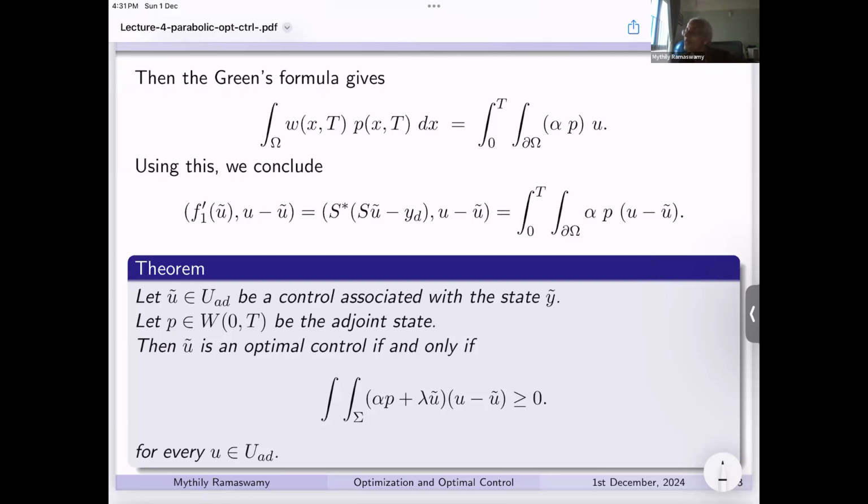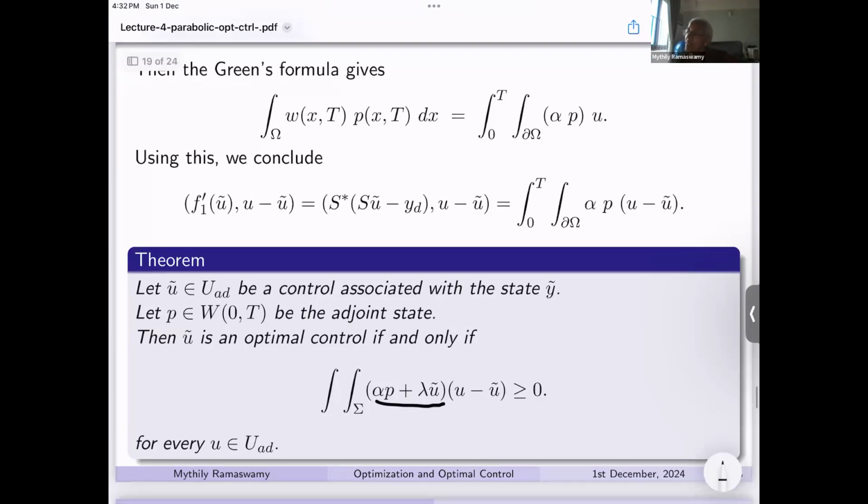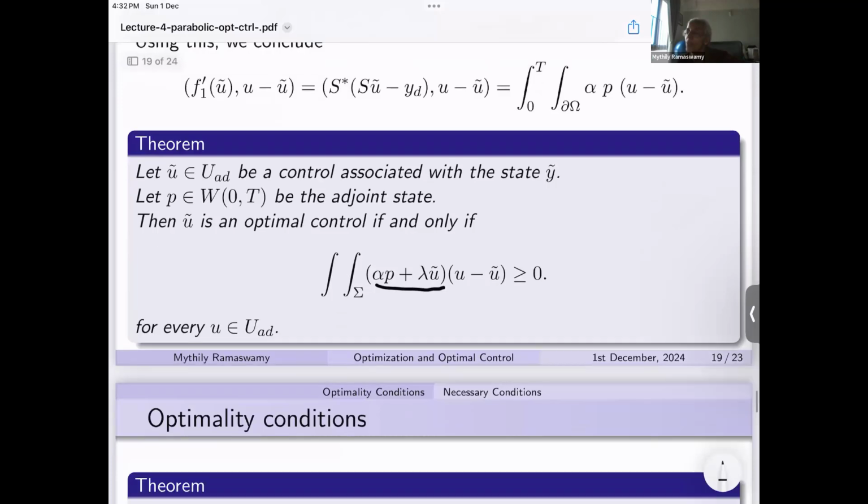If and only if, this is what we were wondering, alpha P plus lambda U bar, because here I computed only F1 prime, because I knew F2 prime was lambda U tilde. So you put together everything multiplied by U minus U. This must, if it is the whole space, give alpha P plus lambda U tilde is 0. That will give me exactly the optimal control.